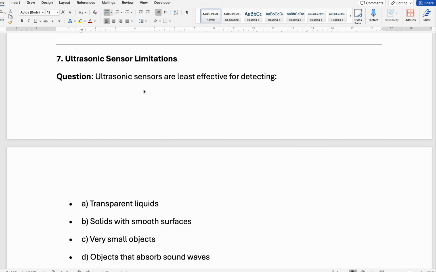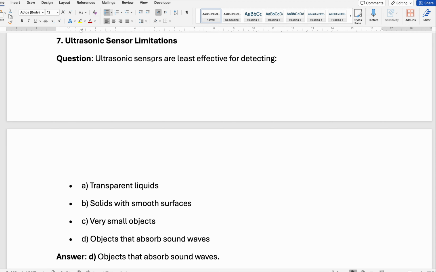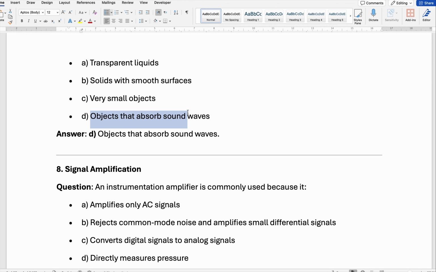Ultrasonic sensor limitations. So ultrasonic sensors are least effective for detecting... Yes, it's effective, and again, it's very effective. It sends sound waves and receives them back. So they are least effective, okay, least effective, which is less than others. Why is it least effective? Maybe the sound waves are scattered. Now where does it scatter? Or I can see there's another answer here: absorbs sound waves. Imagine you're sending the sound waves and they're absorbed. You cannot really achieve your goal, you cannot receive them back. So definitely this will not work.